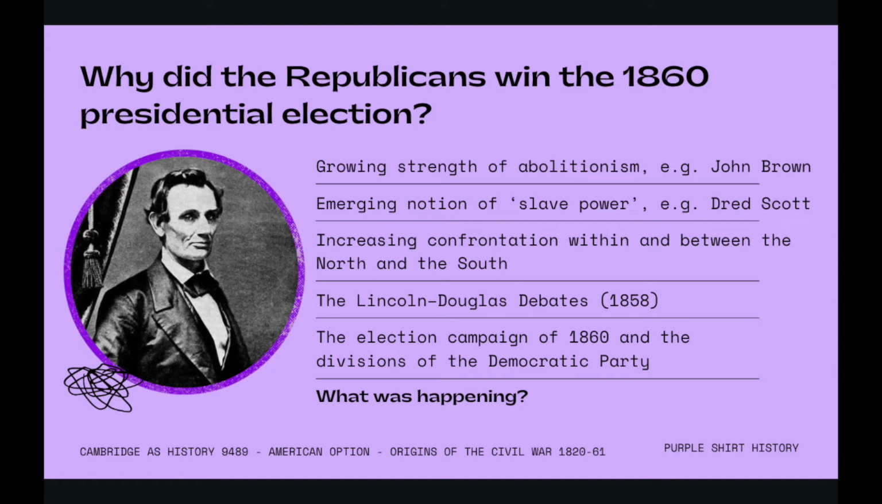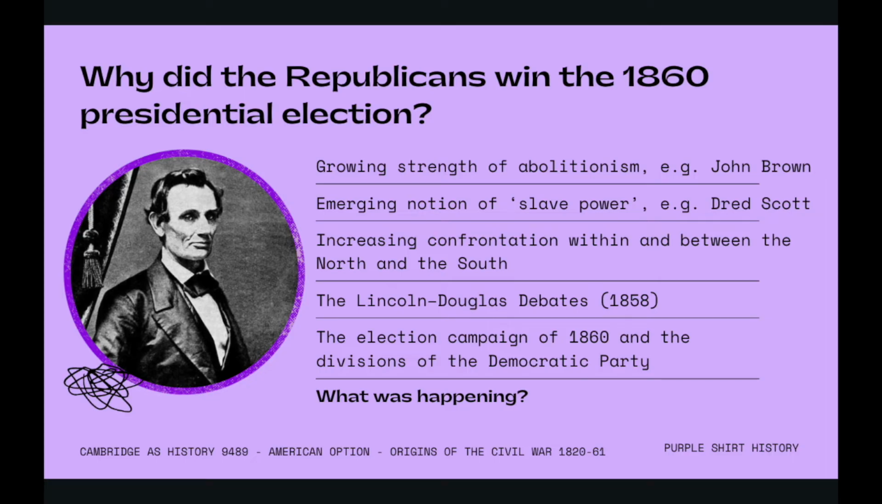Why did the Republicans win the 1860 presidential election? The growing strength of abolitionism, and here it says John Brown. You need to know who John Brown is and the attempted slave uprising he tried to create. His ultimate failure and execution were a martyrdom for the abolitionist cause, and it was a huge step towards the Civil War. People in the South were worried about more John Browns. They were worried about slave uprisings, and it was just another thing that added to the tension.